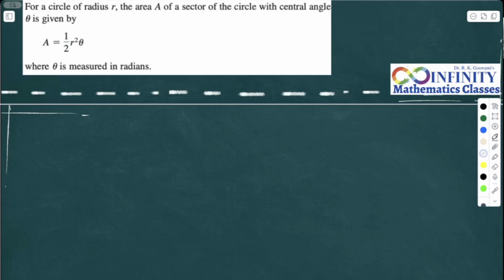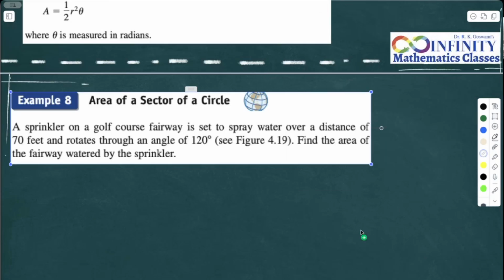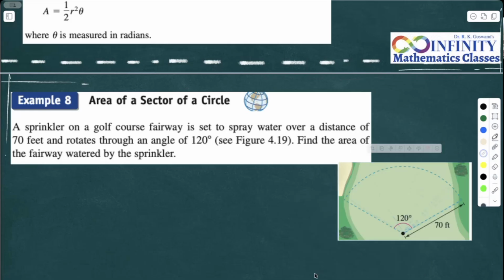Example number 8. Just look at the statement, please. A sprinkler on a golf course fairway is set to spray water over a distance of 70 feet, and rotates through an angle of 120 degree. You need to spray the water, and the radius is going to be 70, and you can rotate up to 120 degree. So this is going to be a sector. I'm interested in the area of this sector.